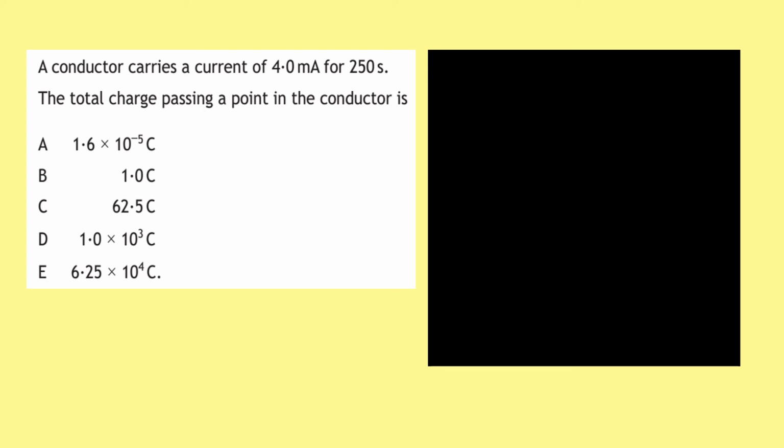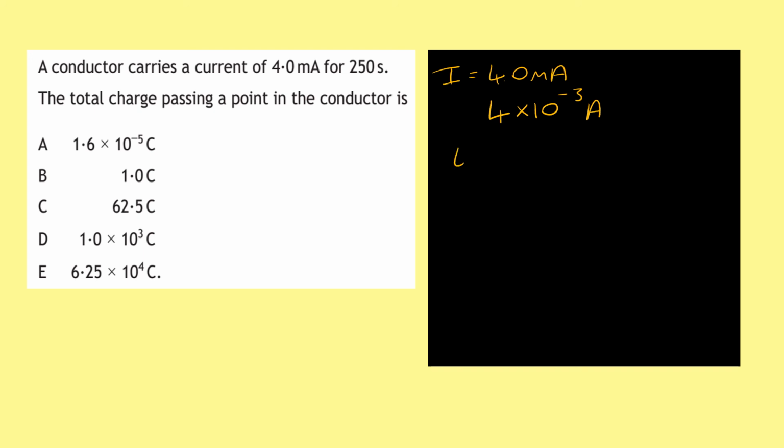Here's a past paper question. A conductor carries a current of 4 milliamperes for 250 seconds. The total charge passing a point in the conductor is... Start by writing down what we know. I is equal to 4.0 milliamperes. Now, that's not standard units, so we need to convert that into scientific notation. That's 4 times 10 to the negative 3 amperes.